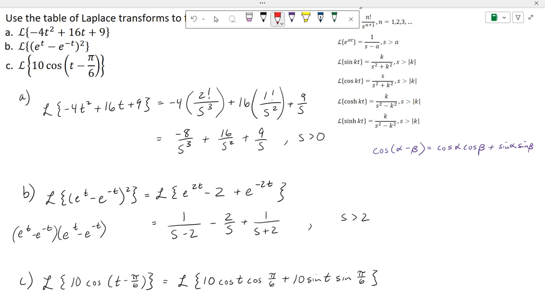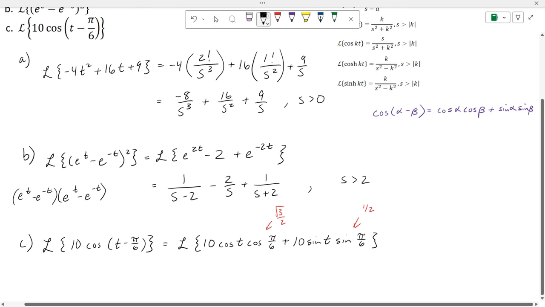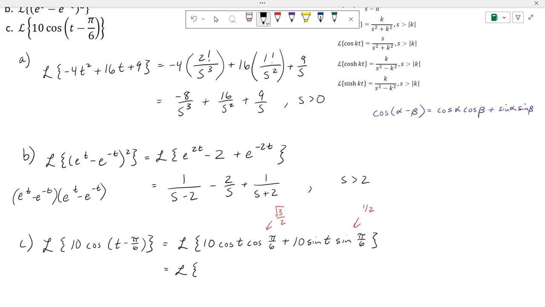Okay, so either using a calculator, looking up a unit circle, however you come up with it, cosine of pi over 6 is root 3 over 2. Sine of pi over 6 is 1/2. So I can clean this up a little bit. So 10 times root 3 over 2, that's going to be 5 root 3 times cosine of t. And then in the second one, 10 times 1/2 will give me a 5 times sine of t. Okay, so it doesn't get much better than that.